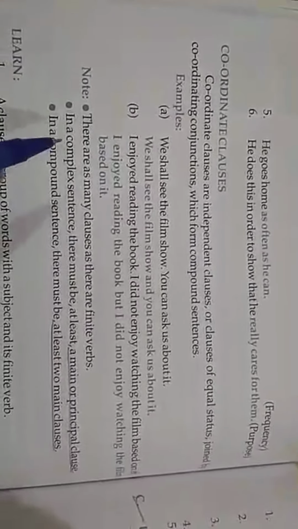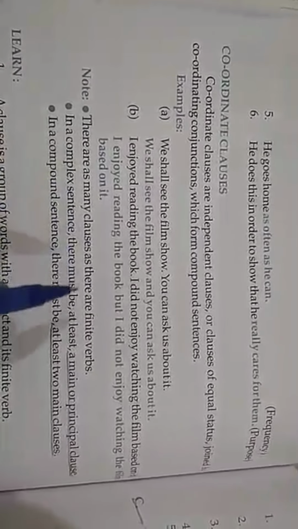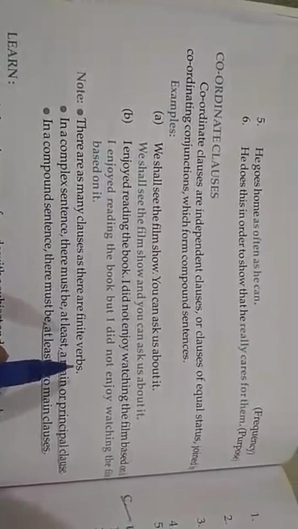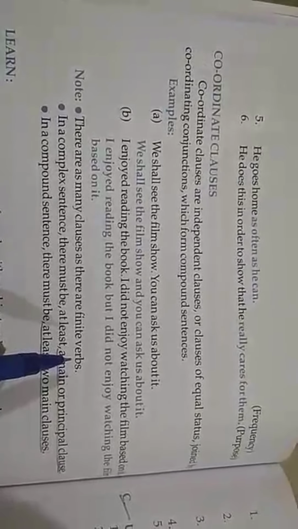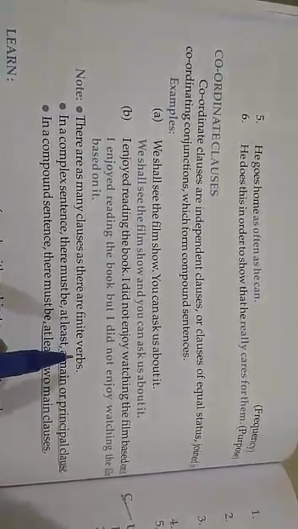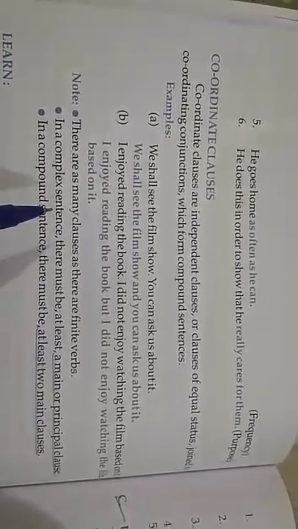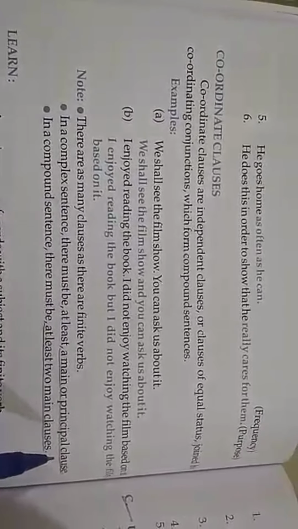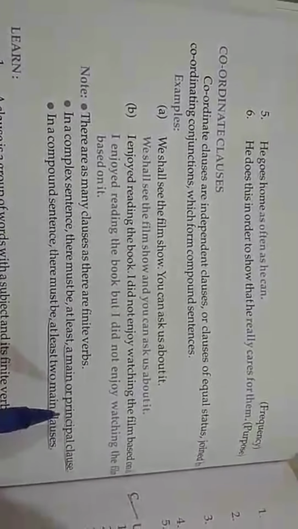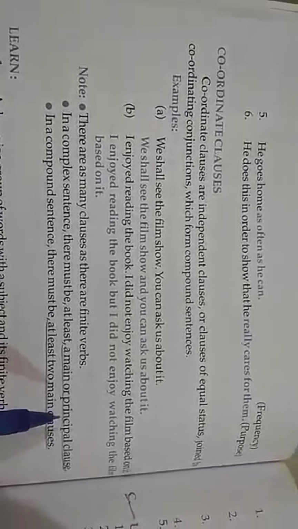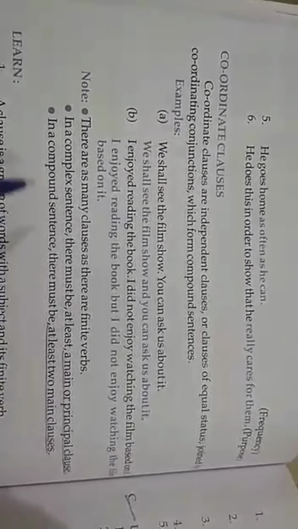Now see the points. There are as many clauses as there are finite verbs. So we can find and trace the clauses according to the finite verbs in a sentence. In a complex sentence, there must be at least a main or principal clause. So in a complex sentence, you will have a main clause as well as a subordinate clause. In a compound sentence, there must be at least two main clauses. So a compound sentence can only be framed when there are two main clauses.